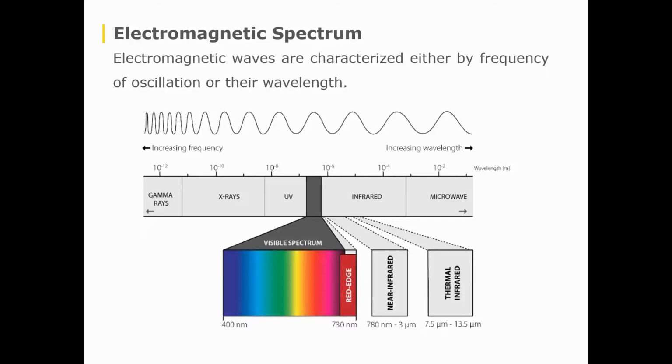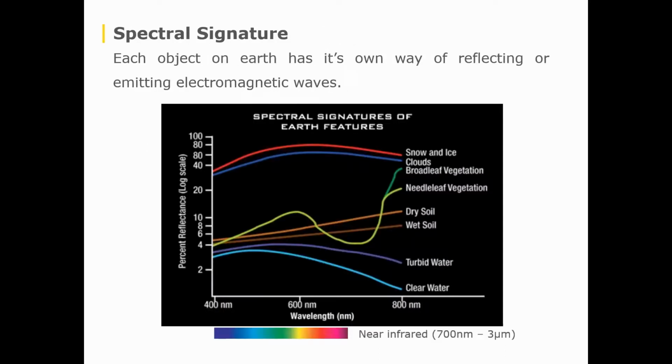So all these radiation types or wavelengths are either reflected or emitted and then can also be absorbed. Each object, therefore, on Earth has its own way of reflecting or emitting these electromagnetic waves. And we can therefore chart that reflection of an object for each type of wavelength, which gives us a specific curve for that specific object. It's called the spectral signature.